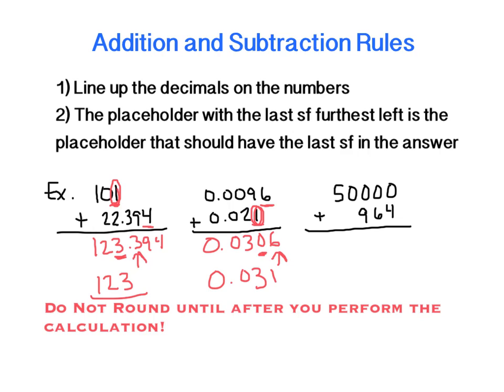This, when I add these together, I get 50,964. But my last significant digit is in the 10,000th spot right here on this top one.